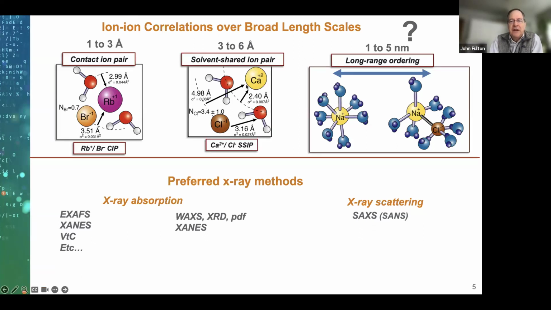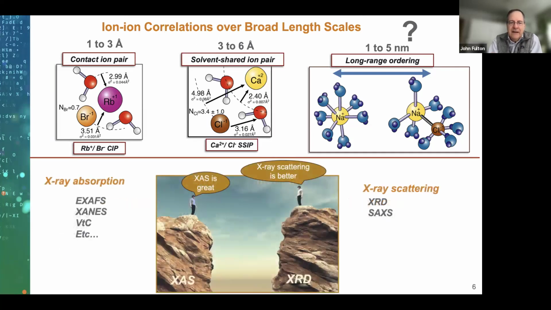If you're looking at solvent-shared ion pairs, this is a longer distance, probably out of the reach of XAFS. So here we have the method of wide-angle X-ray scattering, also known as X-ray diffraction, and more recently termed the PDF method. You can also get information on this longer range structure from Zane's calculations. And the method for these long ranges would be small-angle X-ray scattering.